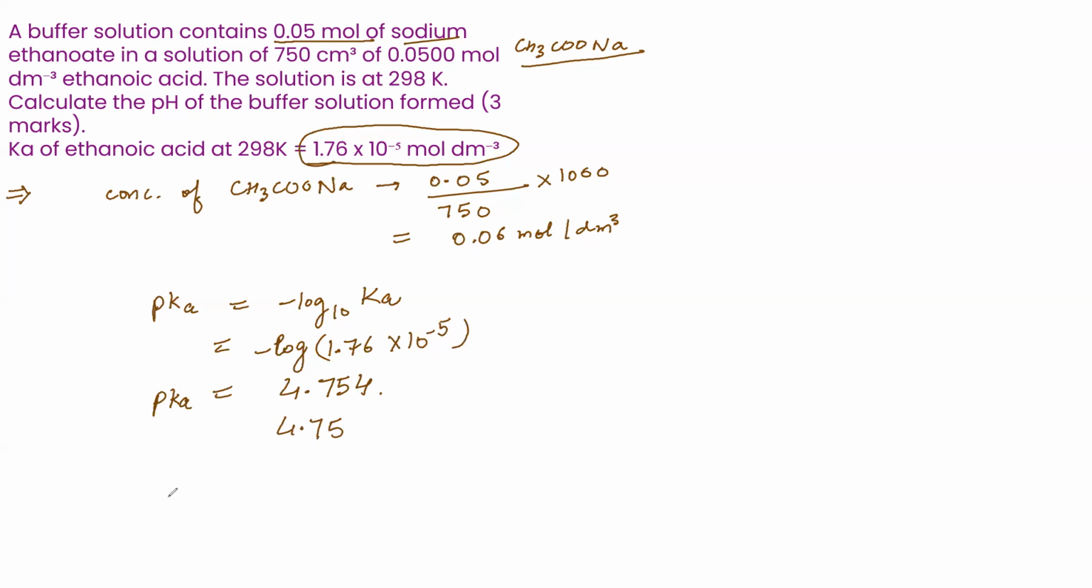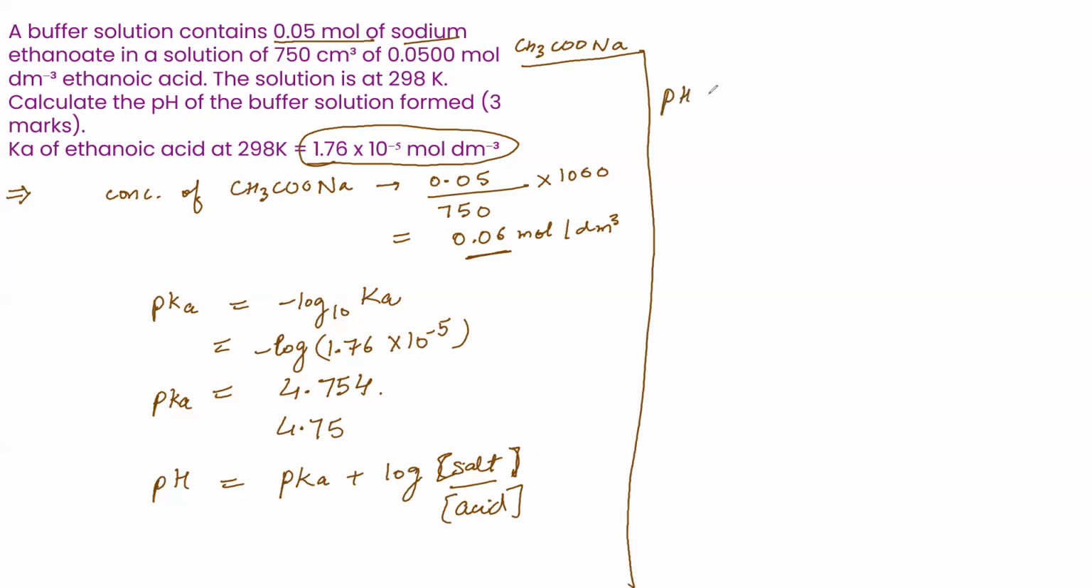Now we have the pKa value. Now let us calculate the pH. What is the equation of pH? pH is equal to pKa plus log of the concentration of your salt divided by the concentration of the acid. Let me write the equation first. Okay, so what is the concentration of salt? Let me do it here.